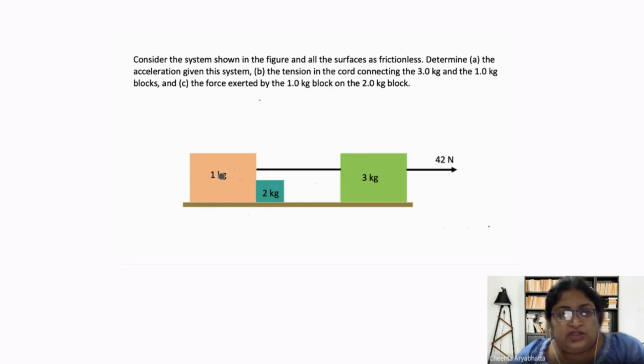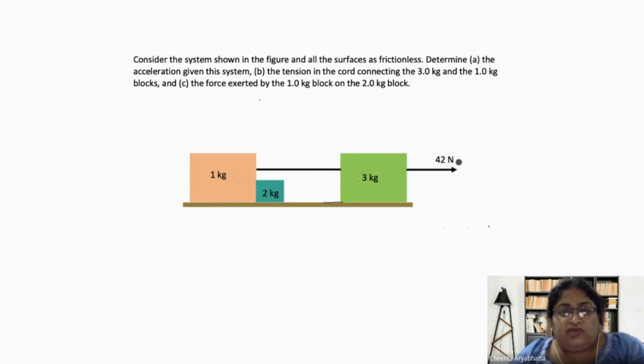Which is based on Newton's law of motion. In this question we have three blocks of 1 kg, 2 kg and 3 kg mass. 1 kg and 3 kg are tied together with a string, and then 3 kg is pulled by a different string with a force of 42 newtons. All the surfaces are frictionless. There is no friction between 1 kg and floor, 2 kg and floor, and 3 kg and floor.